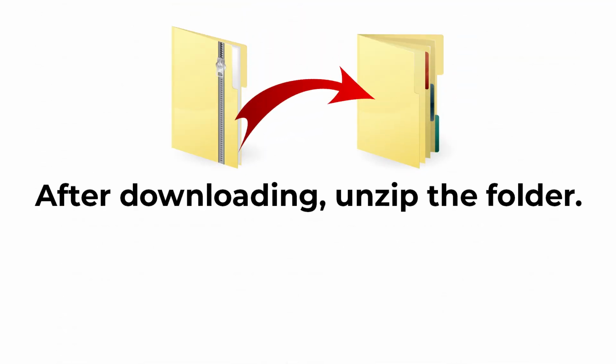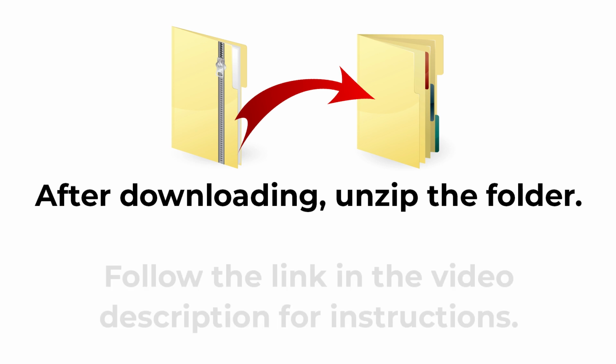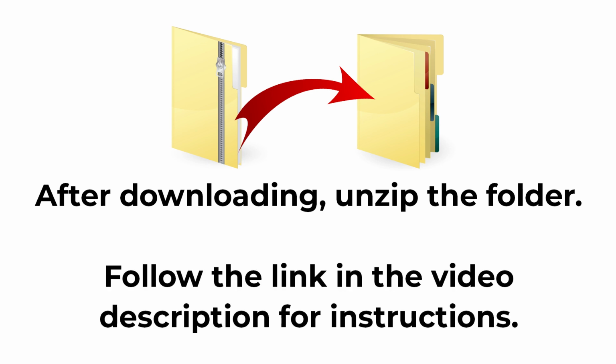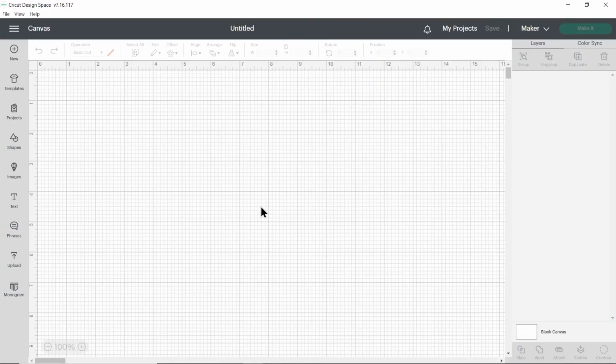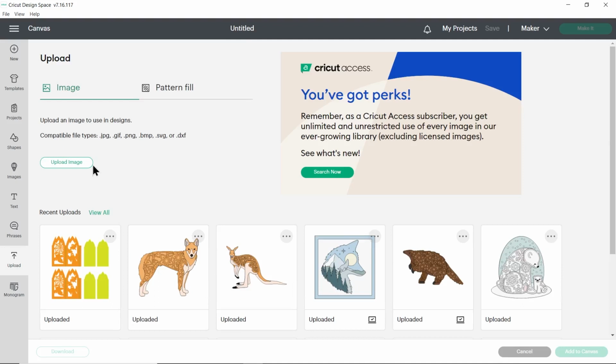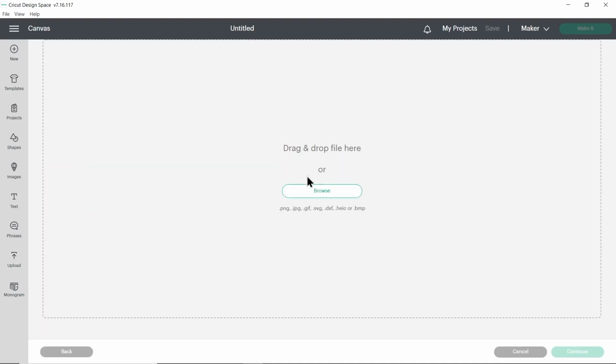All downloads come in zip folders. You will need to unzip them before you can upload the files into Cricut Design Space. Once you've downloaded and unzipped the folder, open up Cricut Design Space and start a new project. Go into Upload on the left and then Upload Image. From there, you can either click Browse to find the files on your computer or drag and drop them in.